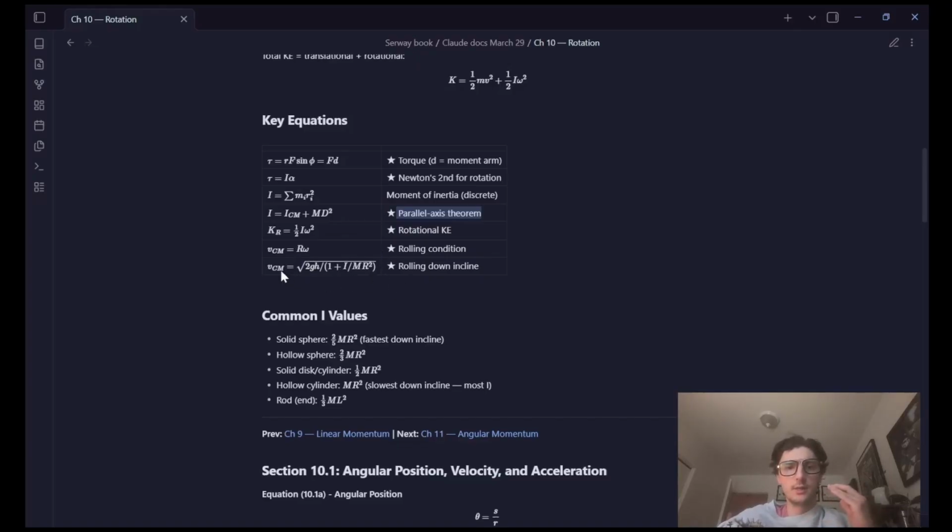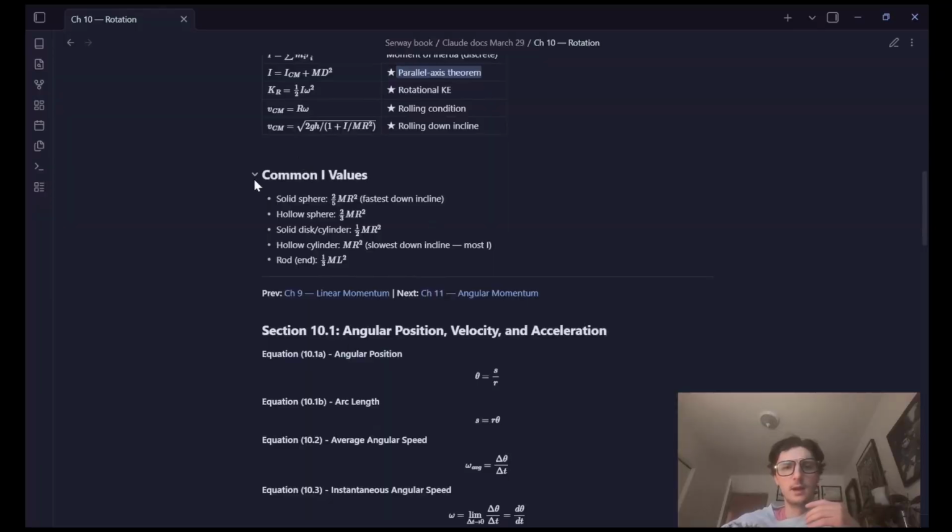And then this thing, rolling down an incline, I don't think you have to remember this. You can most likely work up to this if you know all of the other conditions and you read a problem with something rolling down an incline. These things, I think I'm going to leave them.